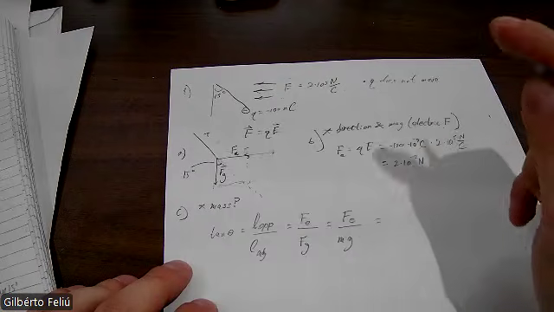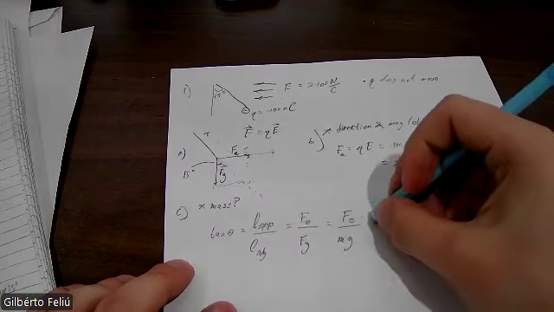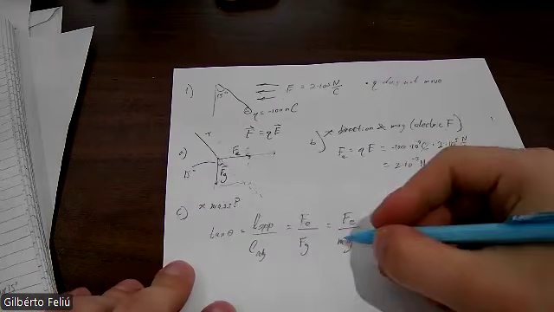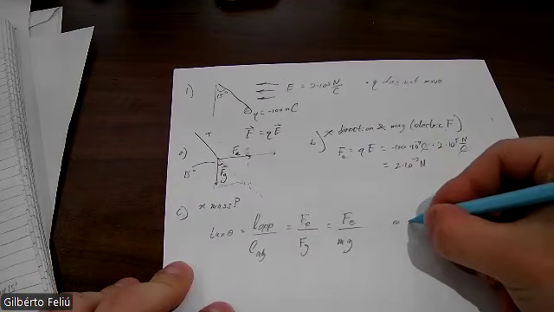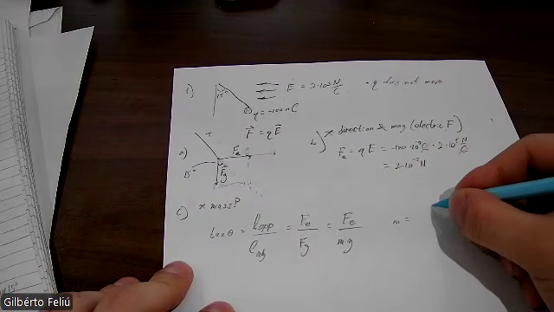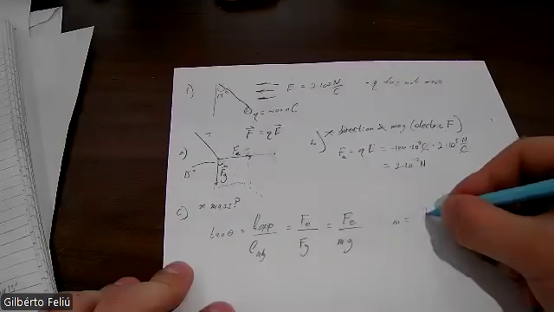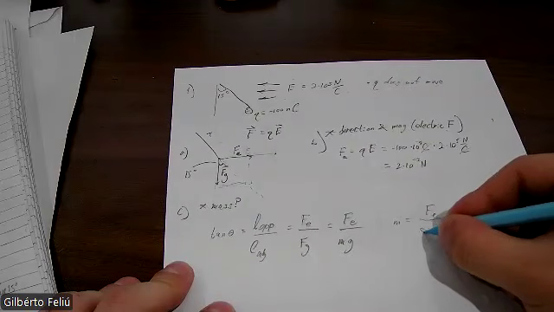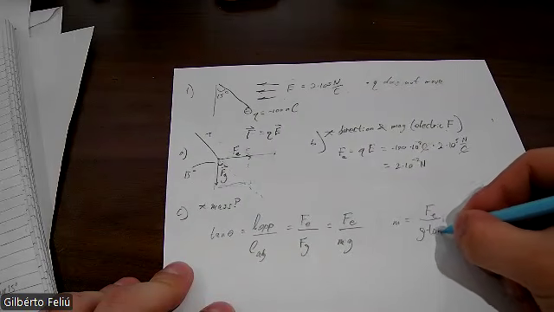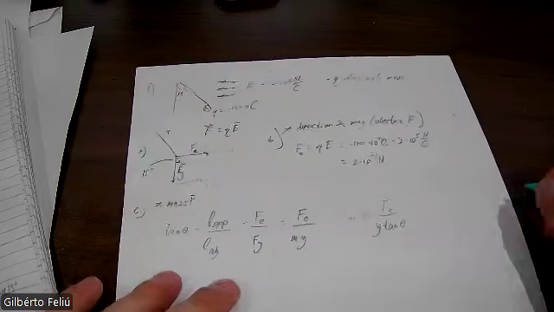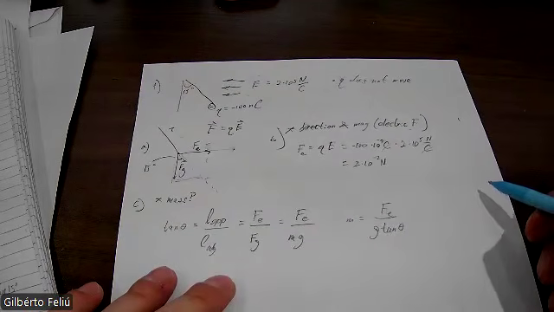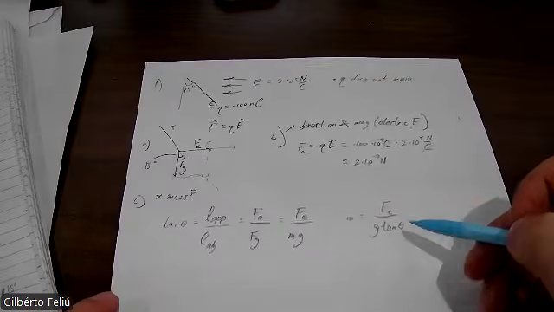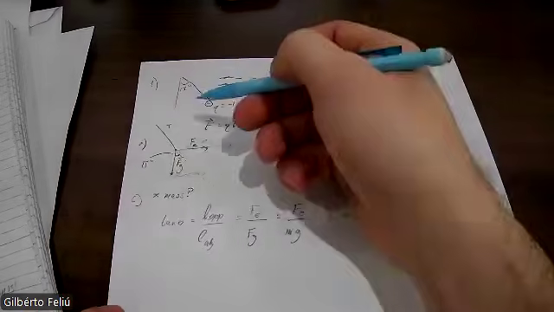And it wants you to find the mass, let's say, right? So all you have to do is move stuff around, and then the mass should be equal to Fe over g tan theta. And yeah, that is how you find such a thing in a setup like this.